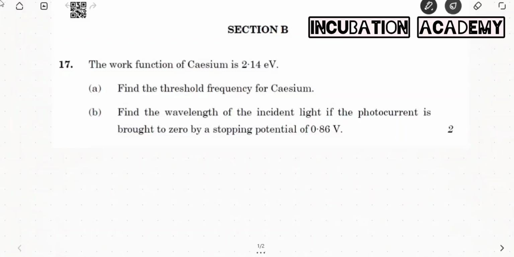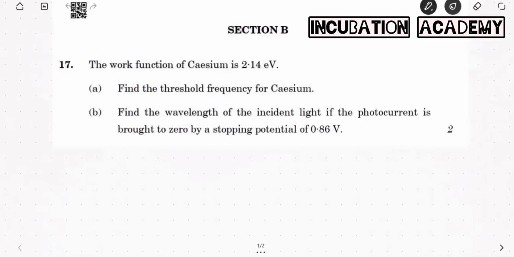Welcome everyone. The question that is displayed on the screen came in the CBSE 2025, set 1, section B, question number 17. This question is from the chapter photoelectric effect, where the work function and all of these things are related to Einstein's photoelectric equation. Let us read the question.